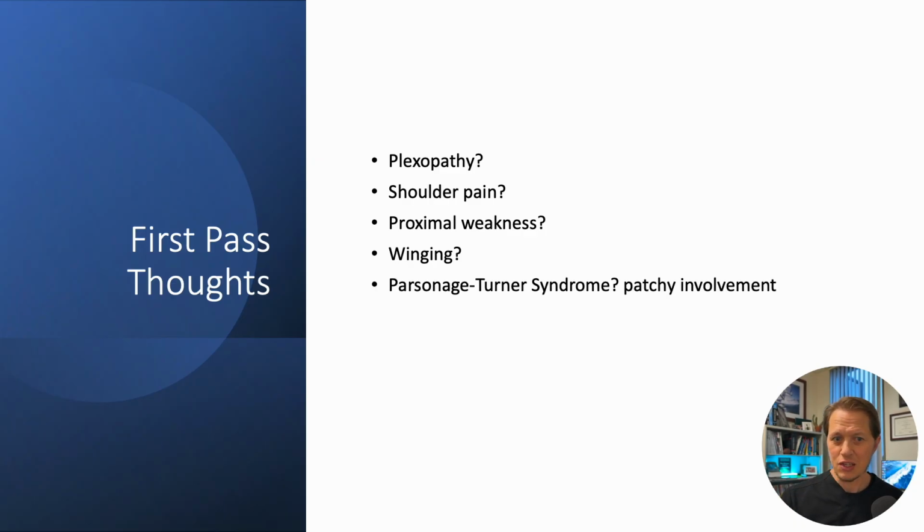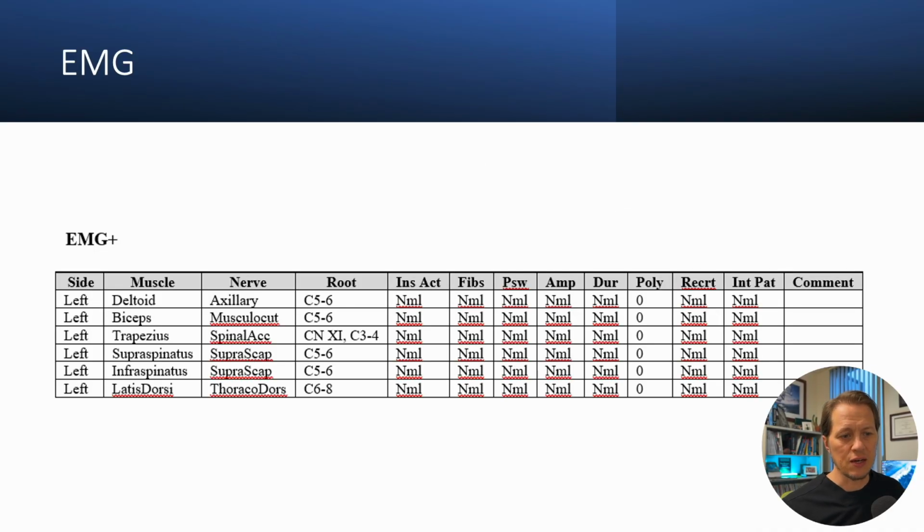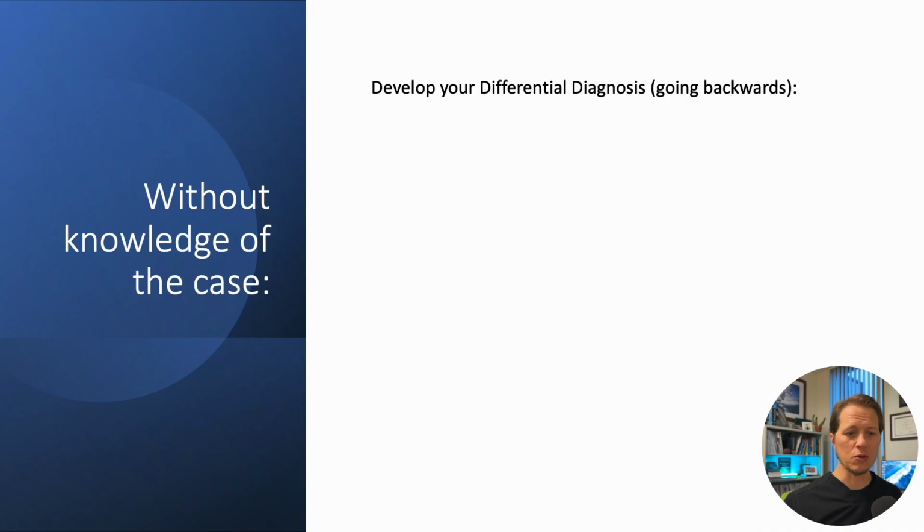Further expanding your thoughts here on differential, could this be a Parsonage-Turner case? Yeah, very, very possible in this situation. However, all things, in my opinion, are pointing to something going wrong with, let's get the pointer going here, there. Somewhere along this pathway, at least upstairs in the brachial plexus, or even maybe a cervical radic, like a C5-6, or somewhere along this pathway down the shoulder. So here is our EMG, and everything's pretty much normal.